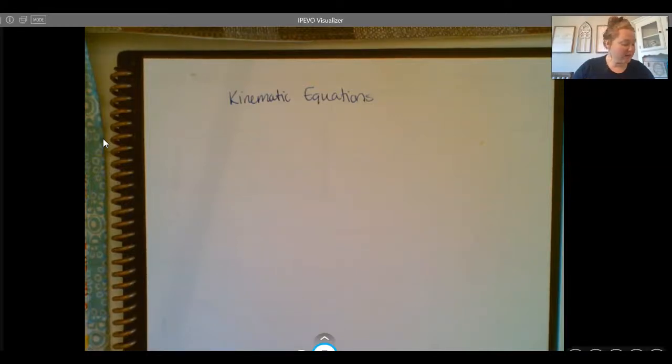So what we're going to do today, though, is go through a derivation. That means we're going to create what we call the kinematic equations. Kinematic equations are basically your motion equations, your one-dimensional motion equations. I say one-dimensional because so far we've only been talking about things moving horizontally.